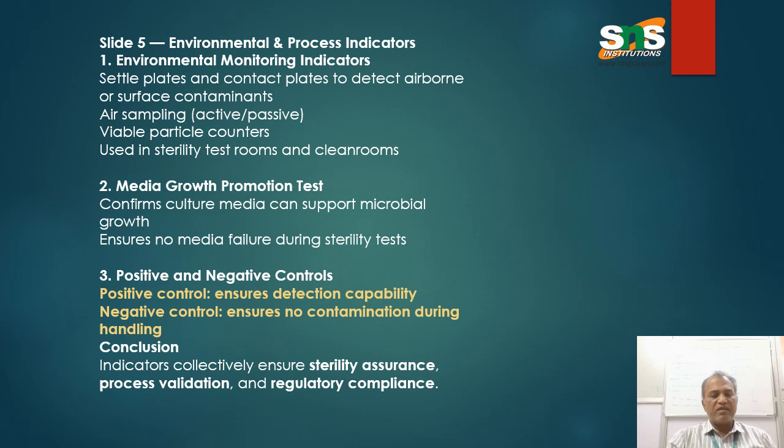Next, positive and negative controls for the environmental and process indicators identification. Positive control ensures detection capability. Positive means we know the presence of the particular thing, so a positive control ensures detection capability. Negative control ensures no contamination during handling procedures. It is nothing but an indirect identification of the sterilization process. If there is no contamination during the handling or the entire process, that is considered the negative control.